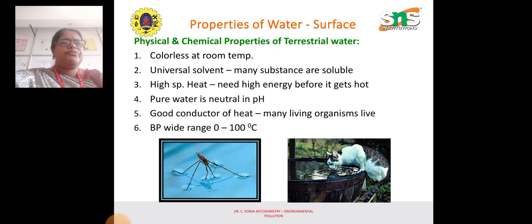Properties of water. Surface water, that is the physical and chemical properties of terrestrial water. It is colorless at room temperature. It's a universal solvent. Many substances are soluble. It has high specific heat, needing high energy before it gets hot. Pure water has a neutral pH. The pH value of neutral pure water is 7. It's a good conductor of heat. Many living organisms live inside the water, and the boiling point of water is 100 degrees centigrade.